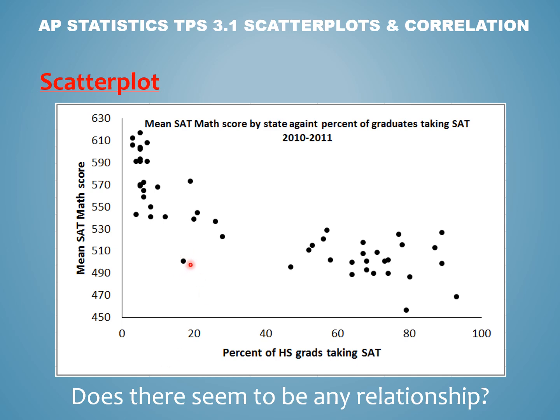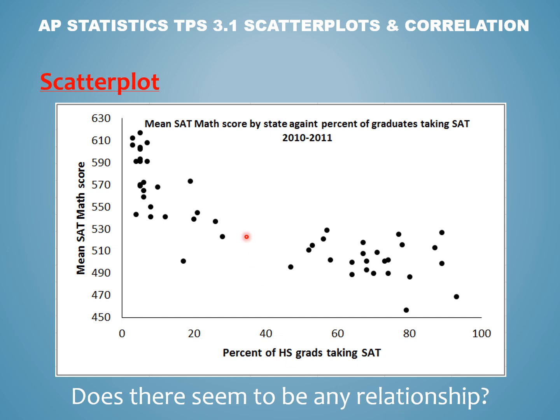So let's just look at one point, for example, this point here. It appears that it represents a state. Again, we don't know what state it is, but a state where about 18% of the students took the SAT. And I'm going to estimate that the average score for the math on the SAT was about a 500. Okay, so we want to see, is there some kind of relationship?